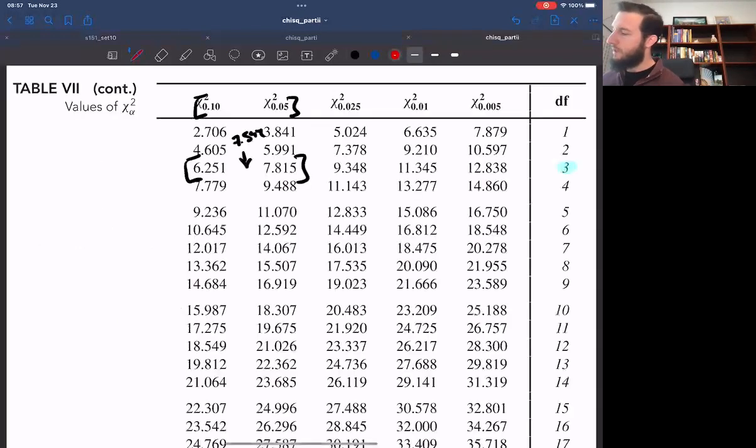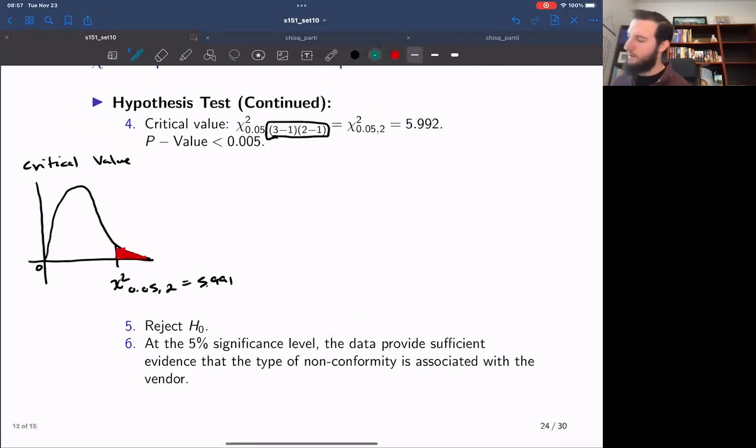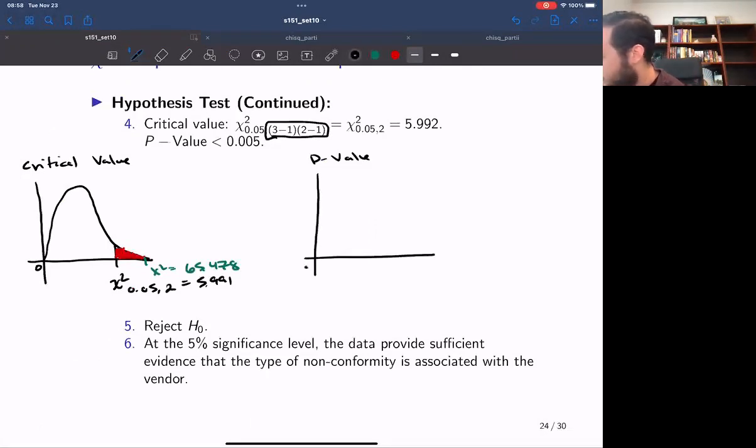All right, so we go to our table. For 2 degrees of freedom and 0.05, the critical value is 5.991. Our test statistic is 65.478, which is something insane. We're so far into that curve's tail that we're rejecting for sure. For the p-value, we're going to have our right skewed distribution.